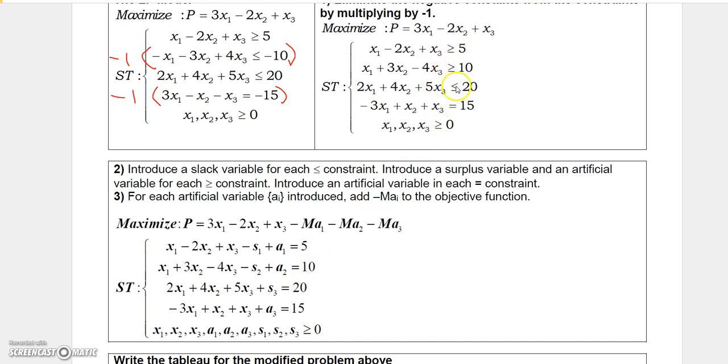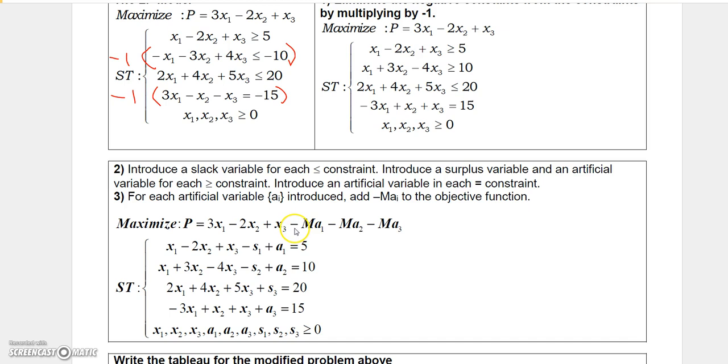And then of course that's what converts these two to equations. Now on the less than constraint, all I have to introduce is the slack variable. So I'm going to introduce a slack variable here called S3, and that'll convert that to an equation. And then on the equal to constraint, you just introduce an artificial variable. Now remember what I said, for every artificial variable, notice we introduced 3 artificial variables here. So for each of these artificial variables that were introduced, I must introduce a negative M times each one of those artificial variables to the objective function.